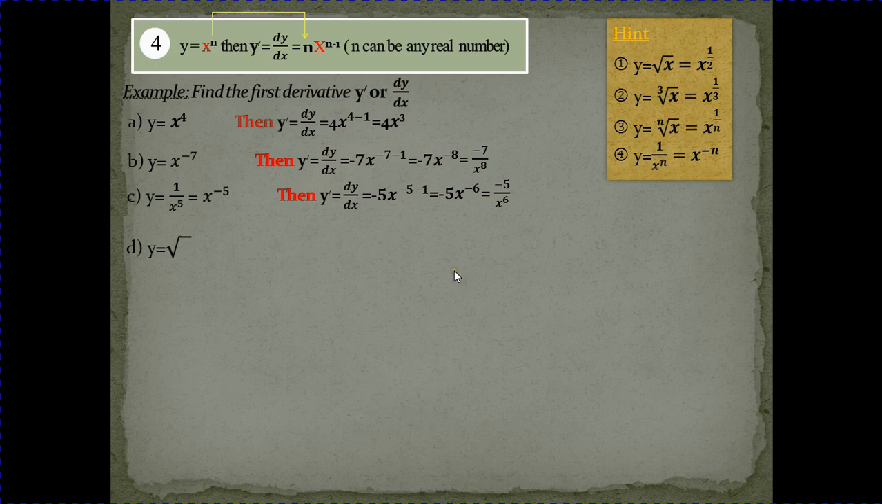Next question, y equals square root x, change it into x power half. If you want to get y dash, it will be half, bring down the power half, and x power half minus 1. Then the next step, it will be half x power negative half. And you can change the power into positive, it will be 1 over x power half. And you can change it into root, it will be 1 over 2 root x.